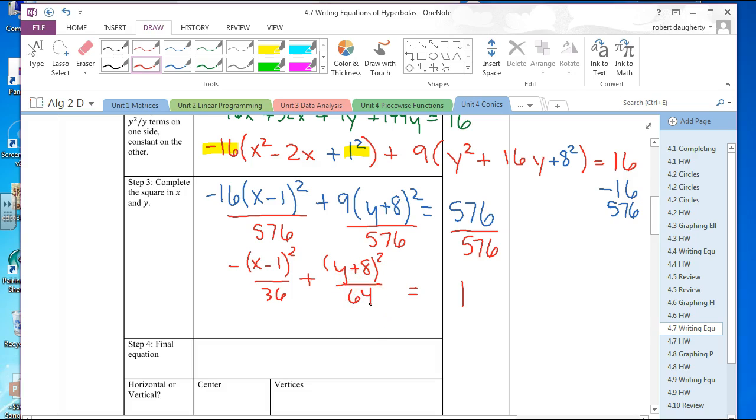Okay, and this is in the form of an ellipse. So usually I write the positive one first. So it's y plus 8 squared over 64 minus x minus 1 squared over 36 equal 1. So horizontal, vertical. This is vertical because the y term is positive. What's the center? 1, negative 8.